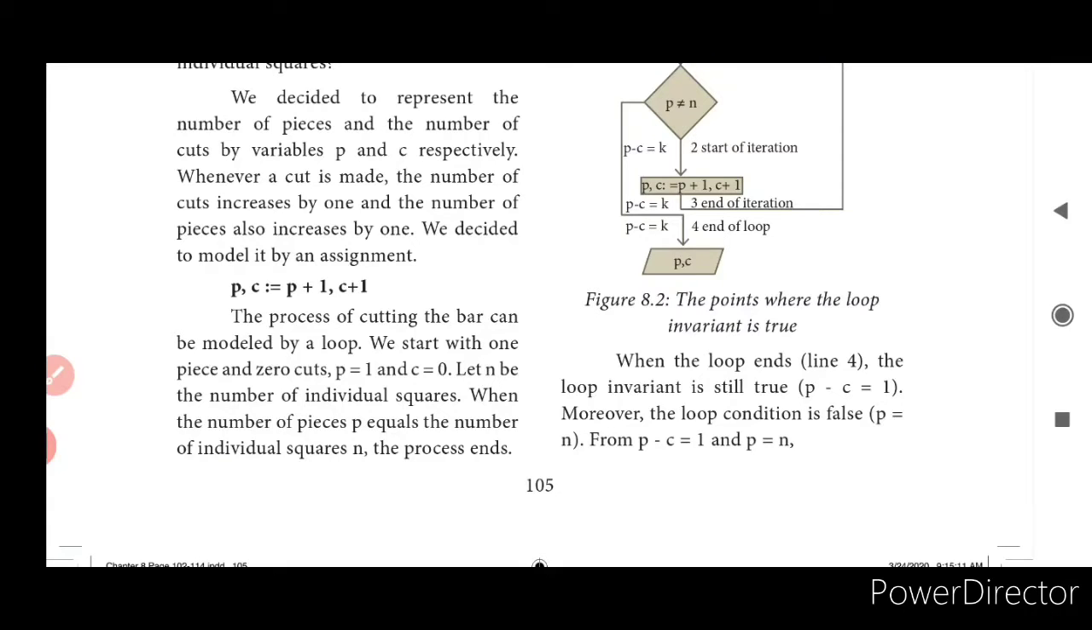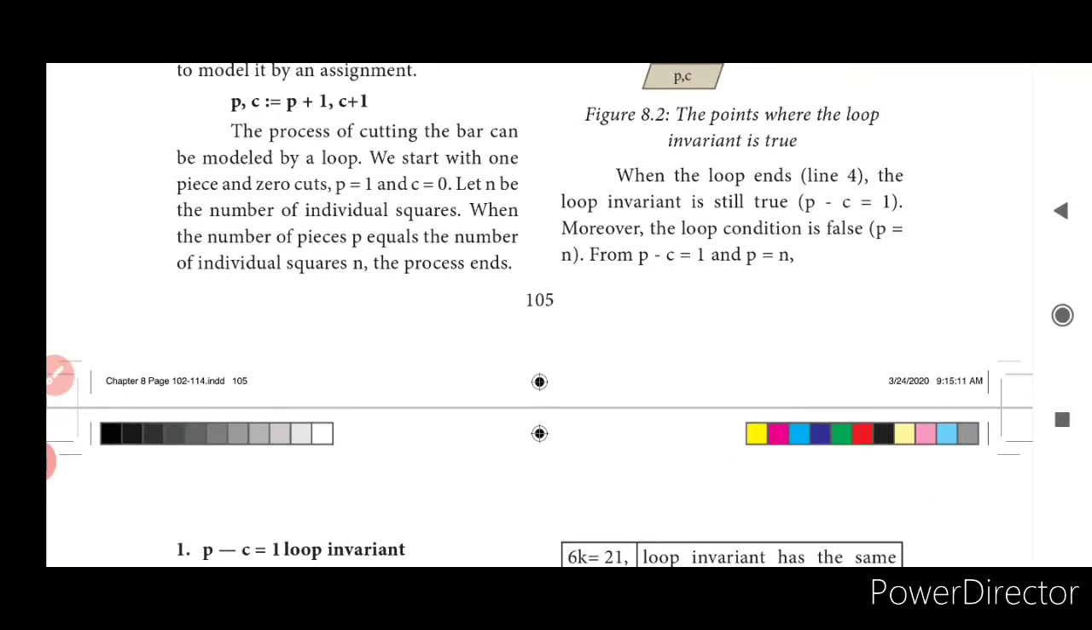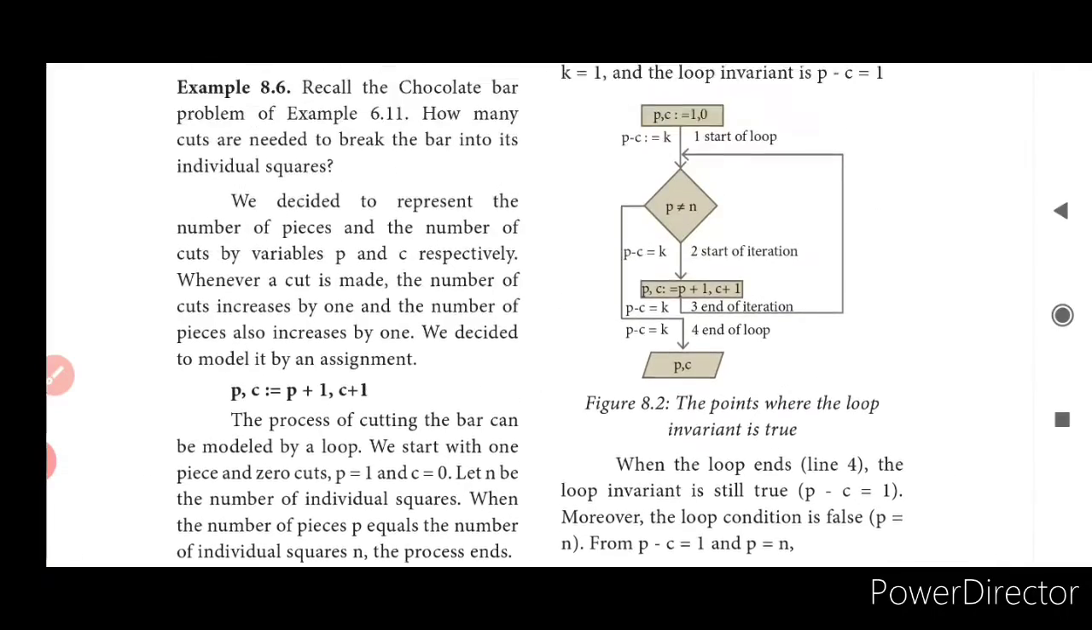Let n be the number of individual squares. We haven't counted the n now, right? So what happens when the number of pieces p equals the number of individual squares n, the process ends. When does it end? The number of pieces must be equal to the individual squares. Yes, only then what will happen? The process will end.